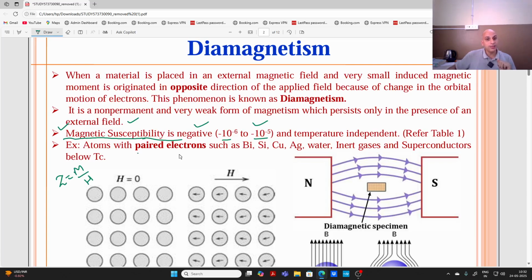Examples: atoms with paired electrons. I told you that diamagnetism is shown by those materials which have paired electrons, and diamagnetism is associated with the orbital motion of the electrons. Because when we apply an external magnetic field, the orbital motion of the electrons is disturbed. You can see here the change in the orbital motion of the electrons. The magnetic dipole moment that arises inside the material arises because of the change in the orbital motion. So this diamagnetism is associated with the orbital motion.